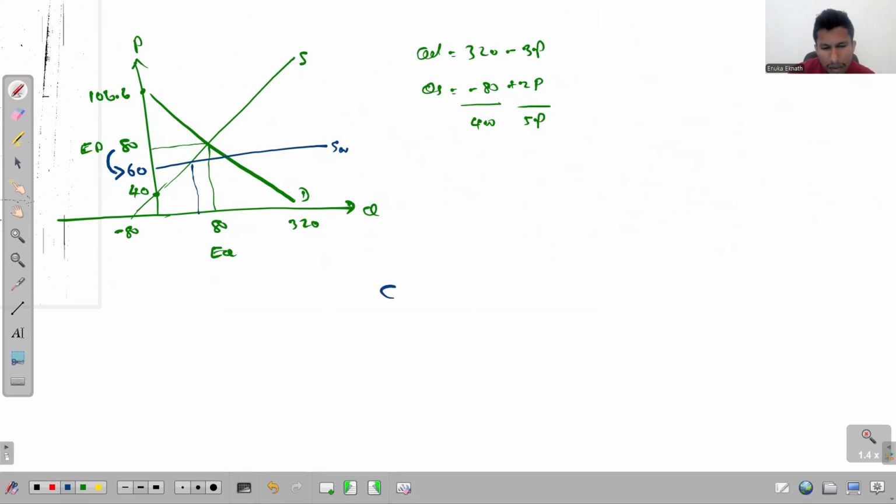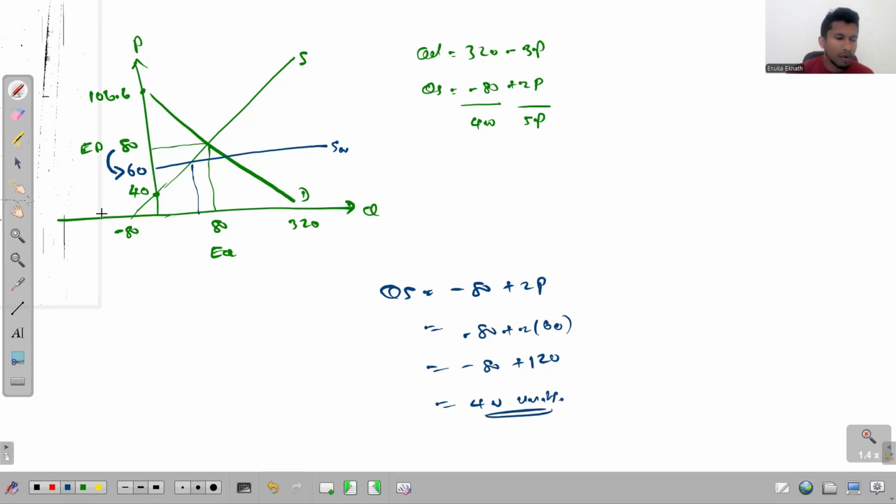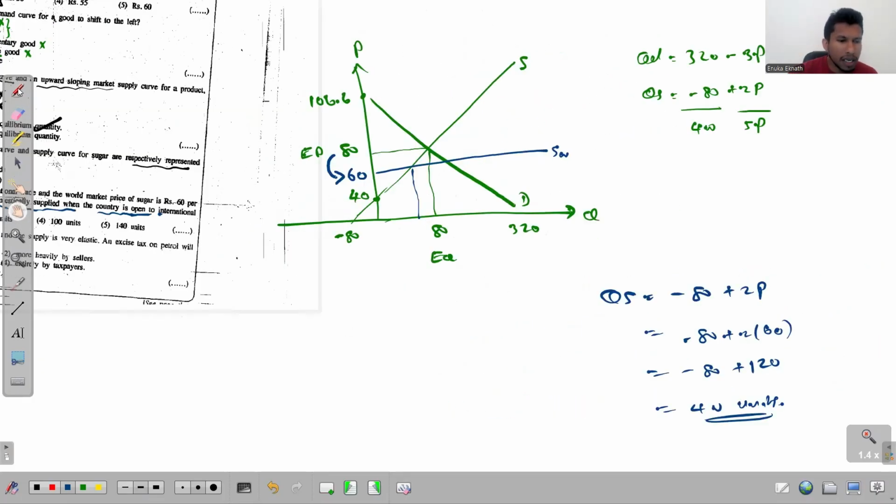You get the local supply curve, which is minus 80 plus 2 times P, and you replace this price with the world market price, and that will be minus 80 plus 2 times, let's say, 60. You get minus 80 plus 120, and that's 40 kilos, right? 40 kilos.